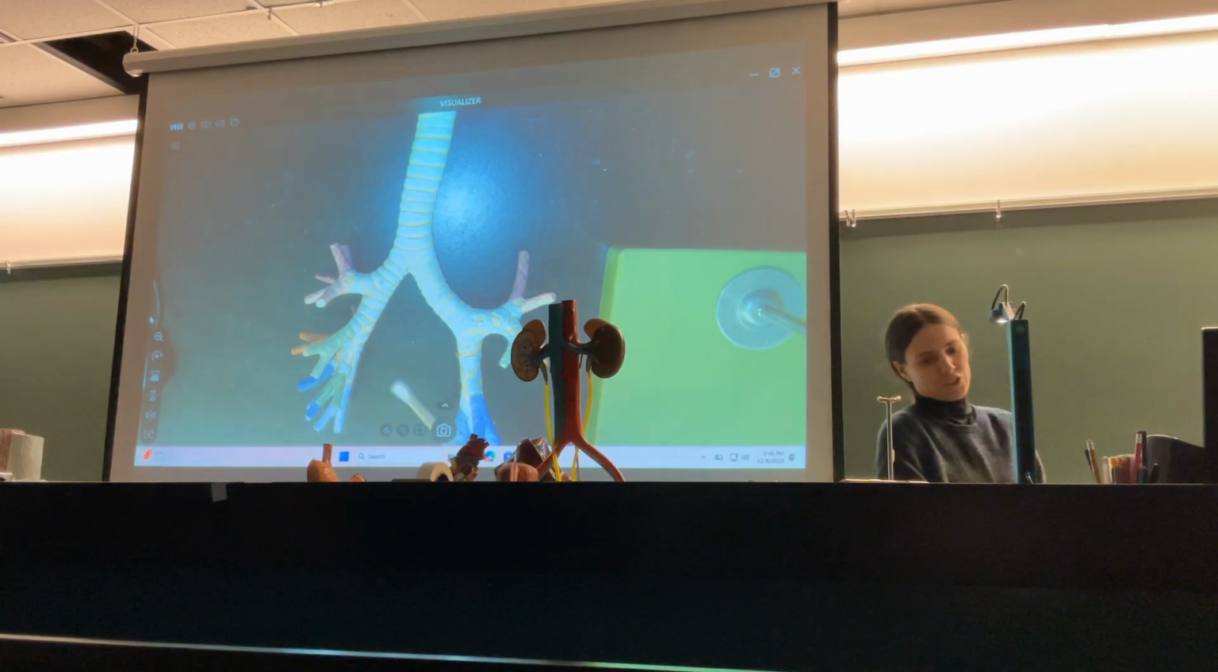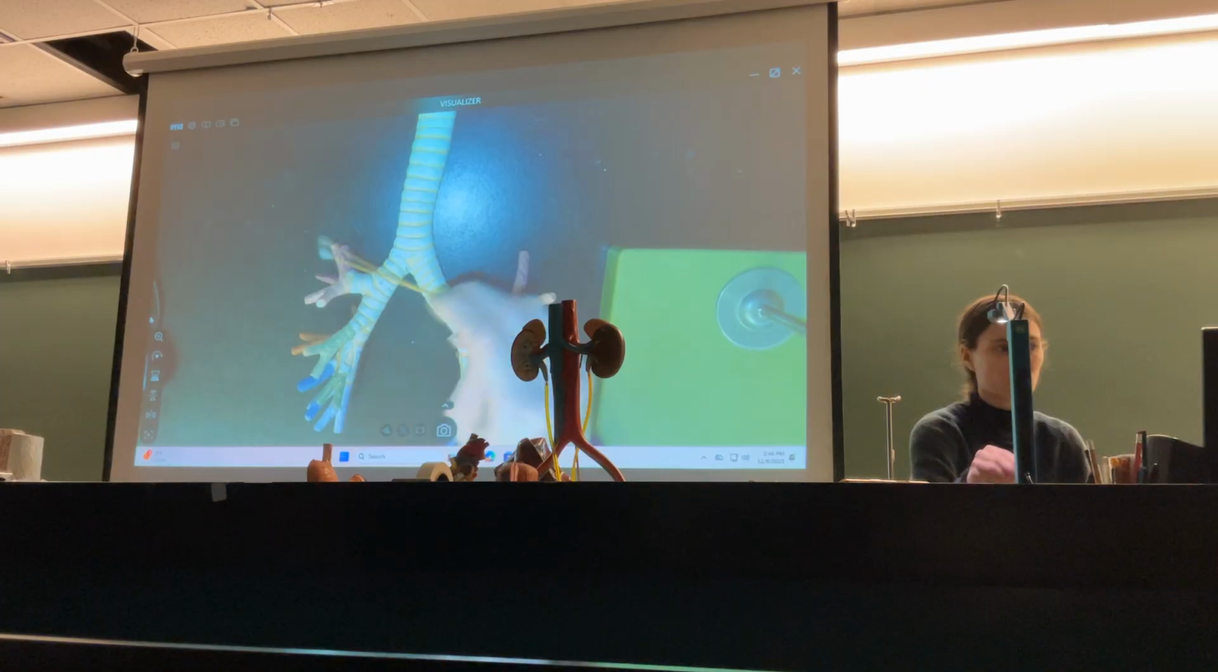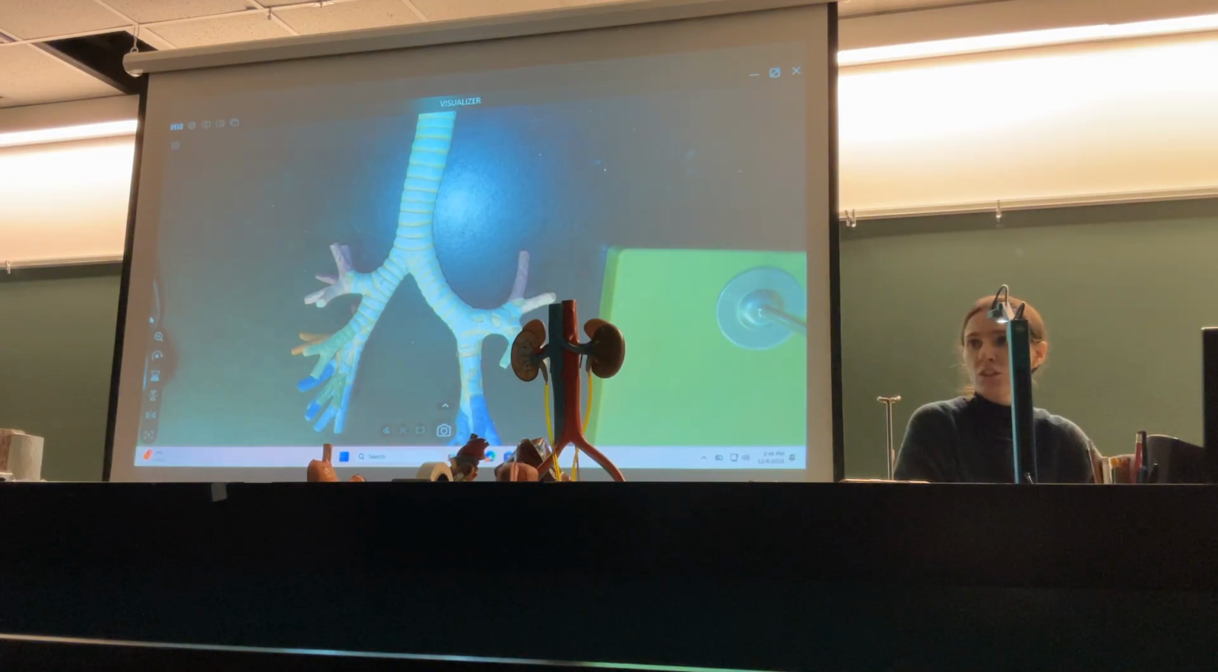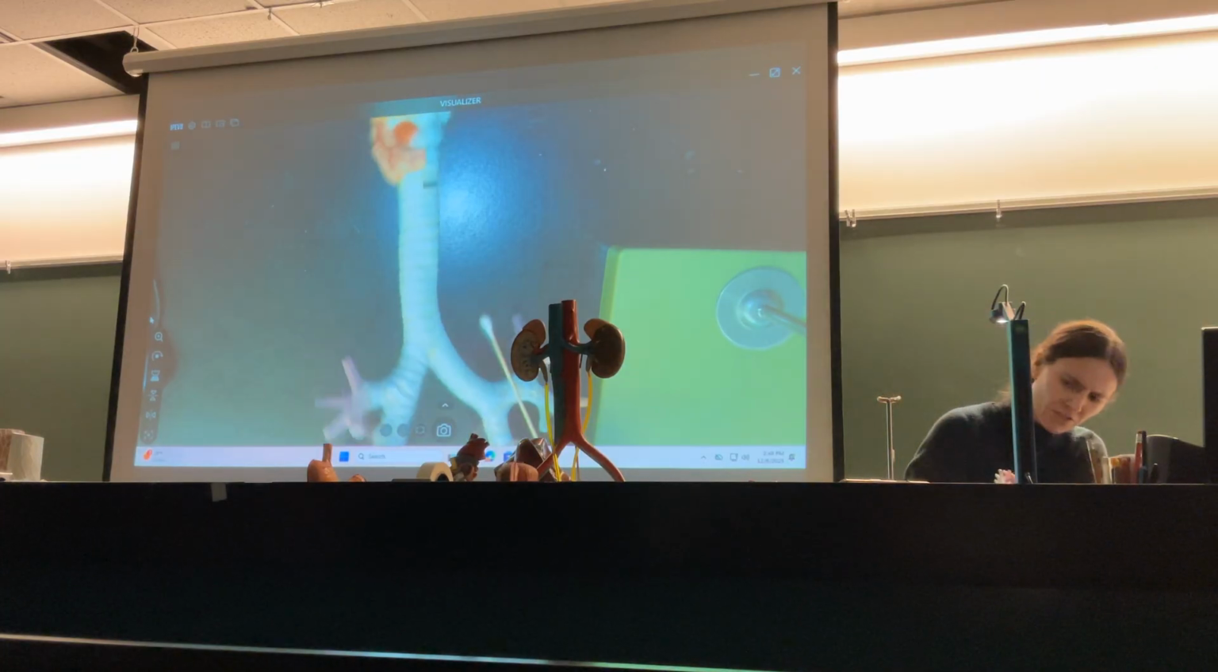Then those are going to branch into the secondary bronchi or lobar bronchi. Yep. And then these individual ones are the tertiary bronchi or segmental bronchi. So here we have two. Now this one is a little bit harder to see the third. I don't know if it includes it.